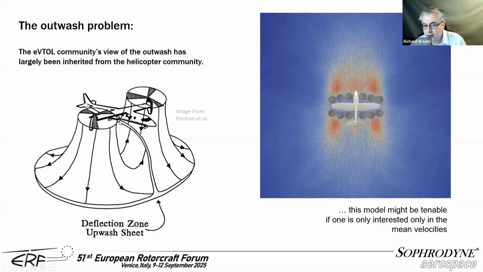But you can see the key feature of this particular diagram is that the flows from the two rotors don't mix. There's this dividing surface which keeps the flow from this rotor separate from the flow from that rotor.